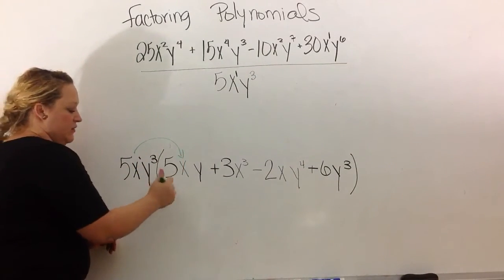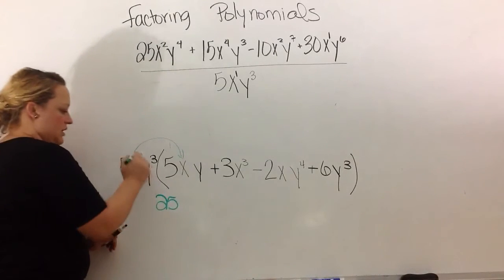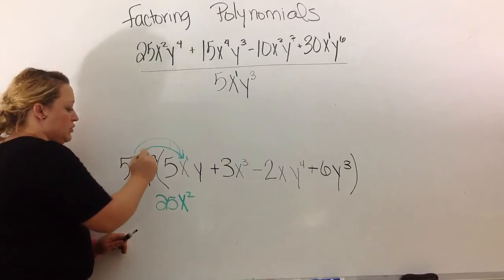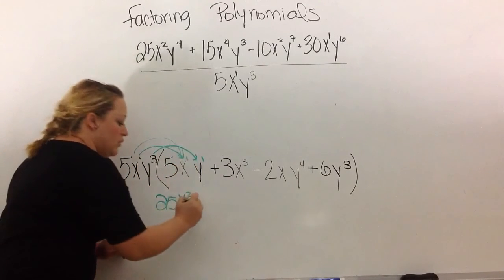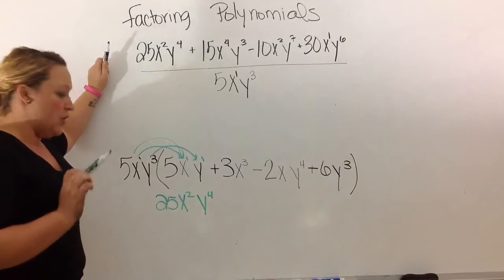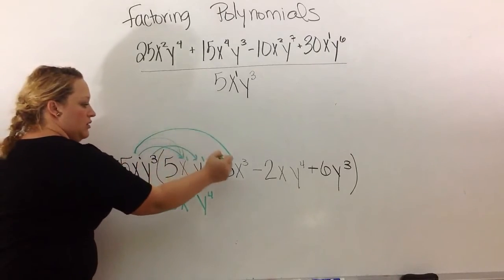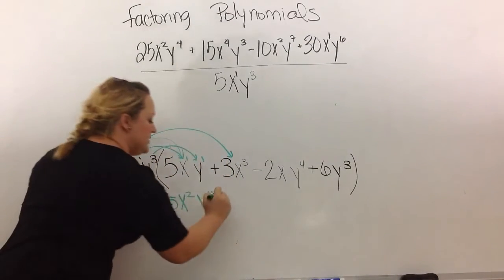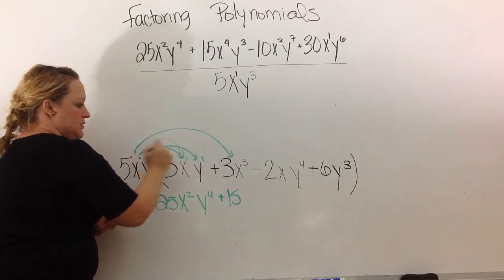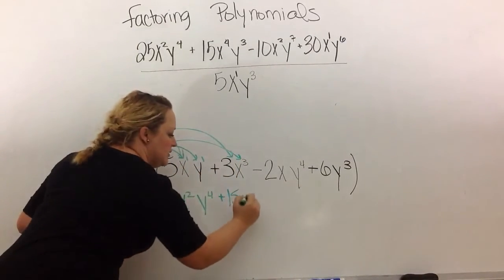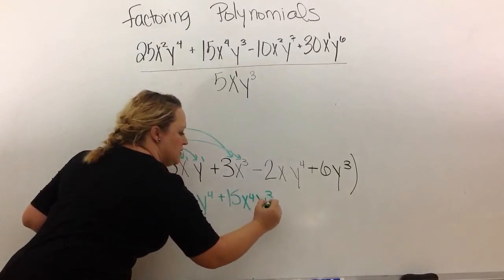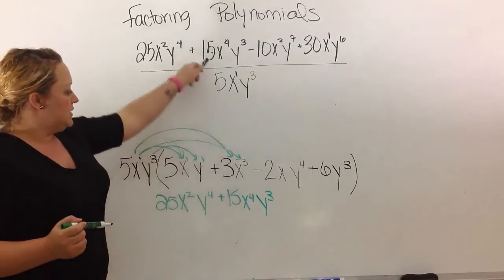5 times 5, 25. X1 plus X1 is X2. Y3 plus Y1 is Y4. Does this match this? So far, we're good. So now we're going to go over here. 5 times 3 is positive 15. X1 plus X3 gives us X4. And Y3 times nothing gives us Y3. We're going to check. This matches this.